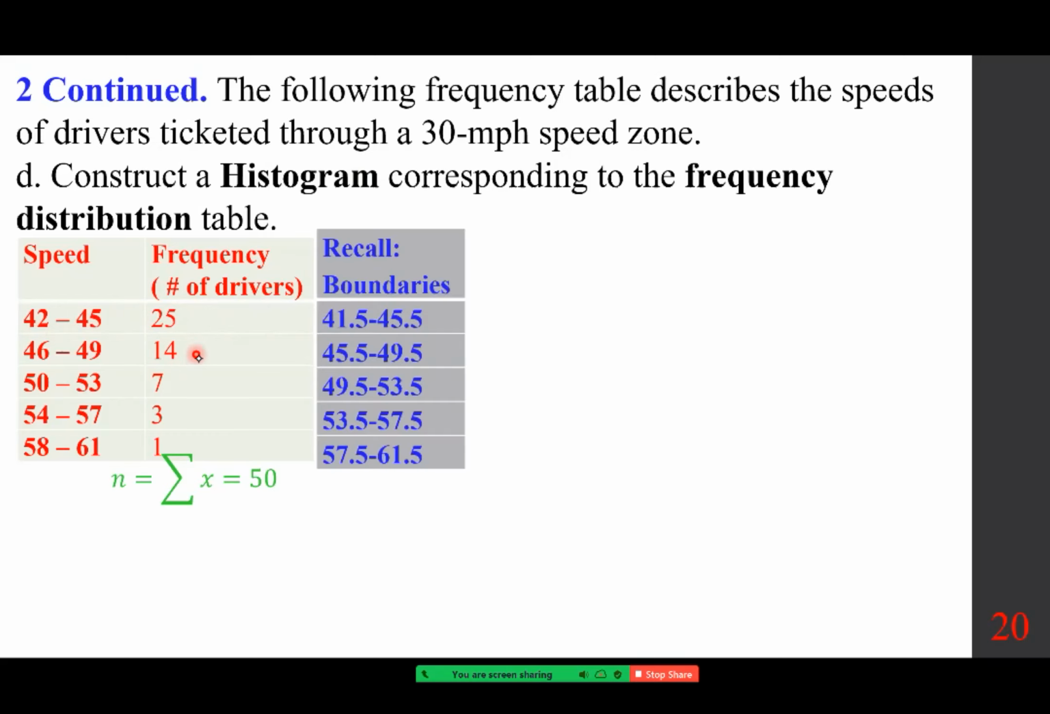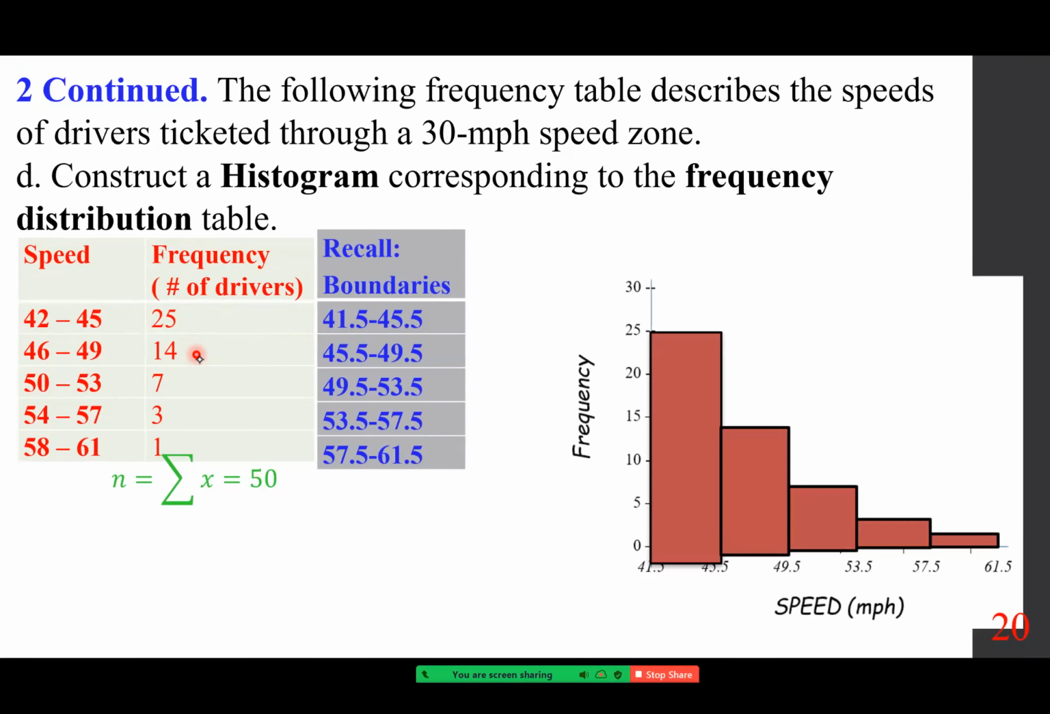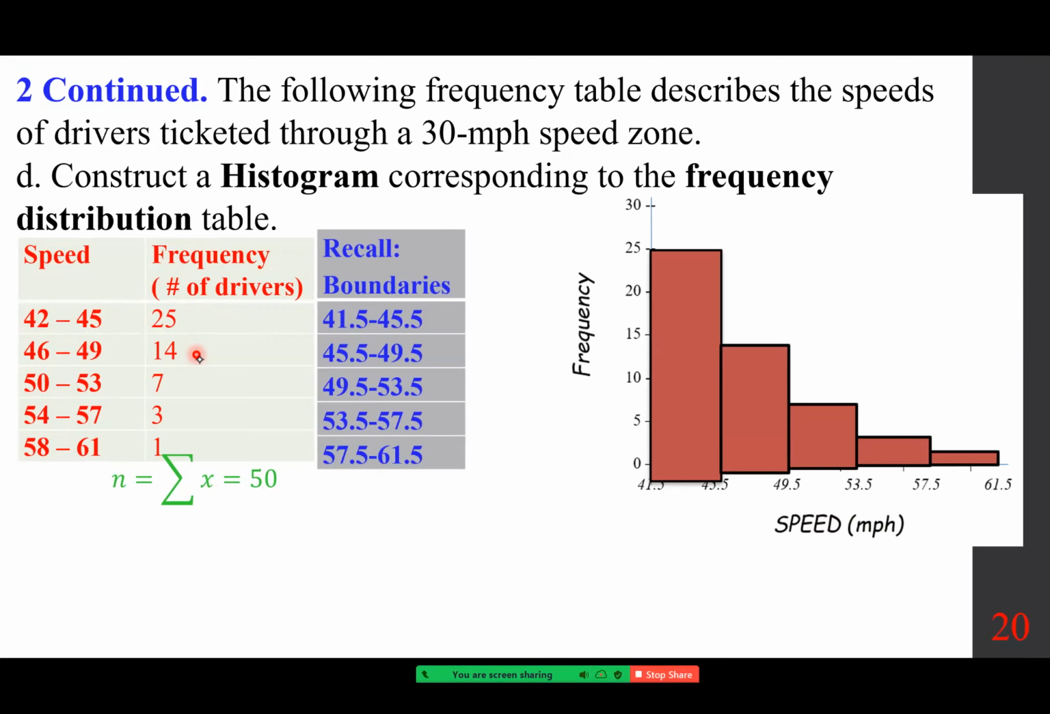So I hope you see that we can use either the limits or the boundaries. I'm going to go back to that discussion in a moment. But this is the very first one, that first class 41.5 to 45.5, with the height being the frequency of 25. Then next to it, a bar with the same width, because the width is the same, 4 points. This is 45.5 to 49.5.